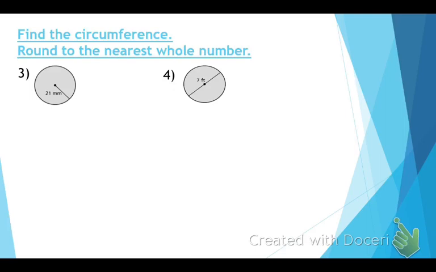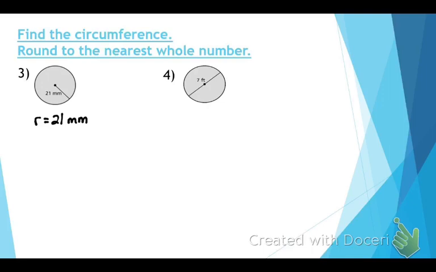All right, next up, find the circumference. What does circumference mean? Distance around the entire circle. So I am trying to figure out how long that entire circle, the distance around it would be. What does it give me to start with? The diameter or the radius? It does give me the radius, okay? So let's just identify the radius is 21 millimeters.